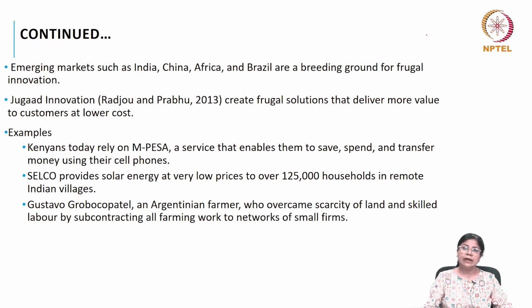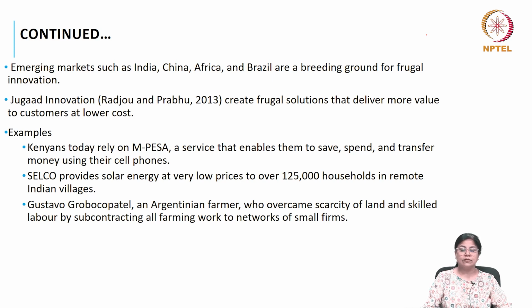Emerging economies like India, China, Africa, and Brazil have been seen as a breeding ground for frugal innovation. Jugaad innovation provides solutions which deliver more value to the customer. Many examples are around. The examples on which the work of Rajao and Prabhu builds is that of Kenyan M-Pesa, which is a service that enables them to save, spend, and transfer money using the cell phone.